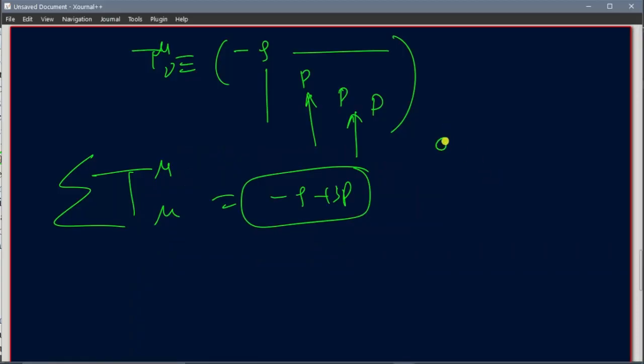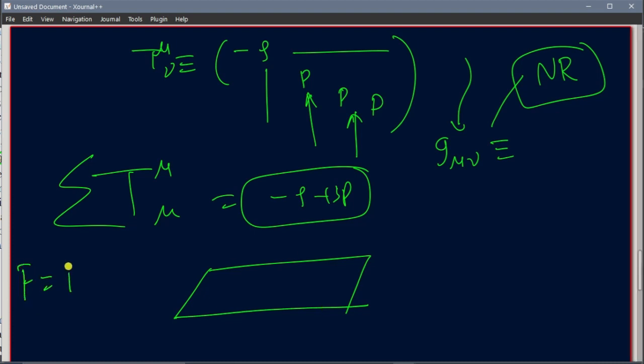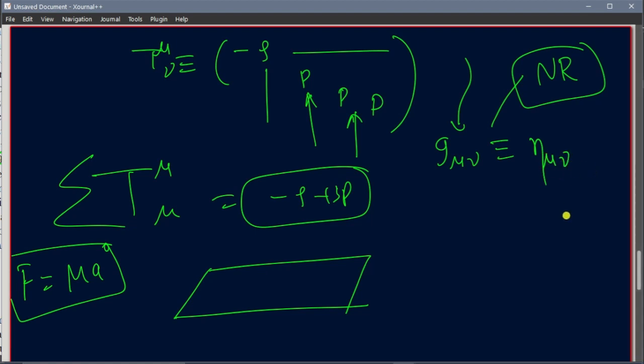So what Einstein did: G mu nu tells you how the universe is curved. So what I want to do is take general relativity in the Newtonian limit. In the Newtonian limit, we are talking about planets and the solar system. So everything here can be treated as being in flat curvature, because F is equal to ma, and everything is in Euclidean space, and Euclidean space is treated as flat. So G mu nu can be written in terms of the Minkowski metric.